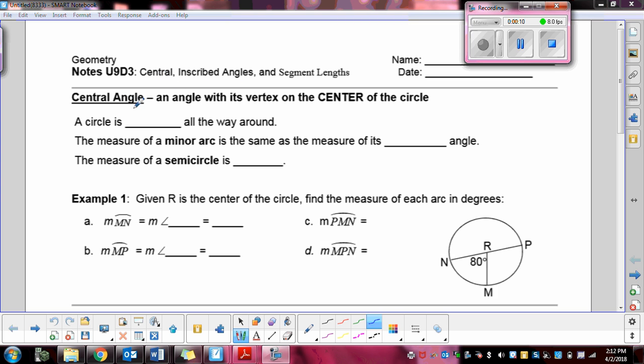This is going over central and inscribed angles. So a central angle is an angle with its vertex at the center of the circle. A circle is 360 degrees. 360 degrees means going all the way around once.